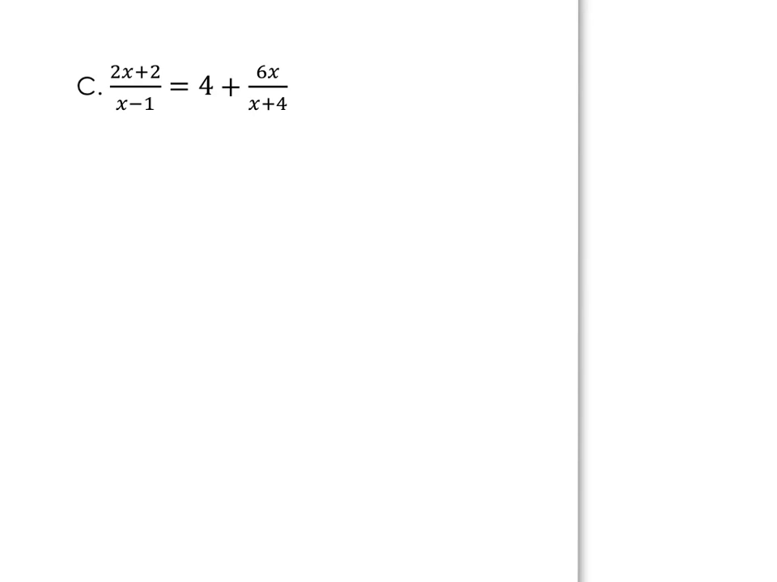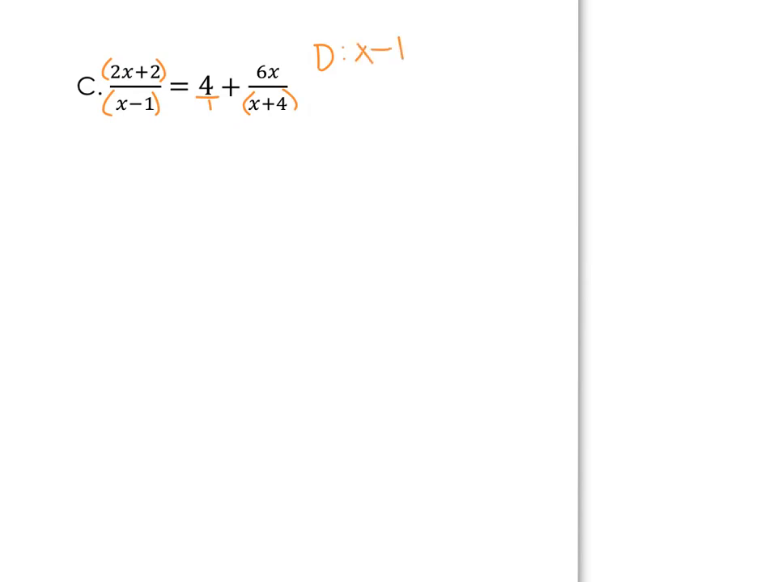Our final example in Chapter 8. 2x plus 2 over x minus 1 equals 4 plus 6x over x plus 4. Again, anything that's being added or subtracted, I'm going to put in parentheses, and we'll write that 4 over 1. Notice when we factor, I'm not worried about that 2x plus 2, even though it is technically factorable. I'm just focusing on the denominators for step 1. We have x minus 1 and x plus 4. Neither of those have to factor further, so we'll go straight to our domain.